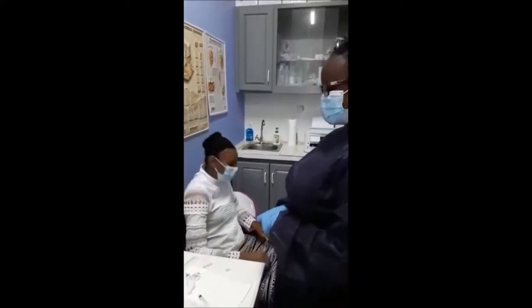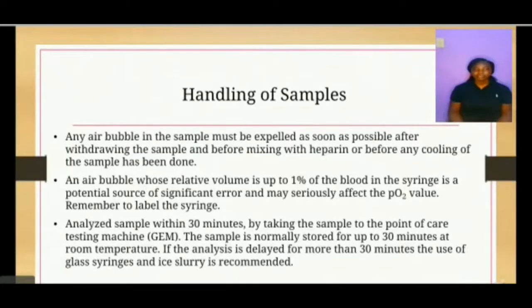Thank you so much. Handling of samples. It is important that immediately after the blood sample is collected, the air bubbles within the sample are expelled, because if an air bubble whose relative volume is up to 1% of blood in the syringe, this may cause a serious effect on the partial pressure of oxygen, and this can cause inaccurate results.